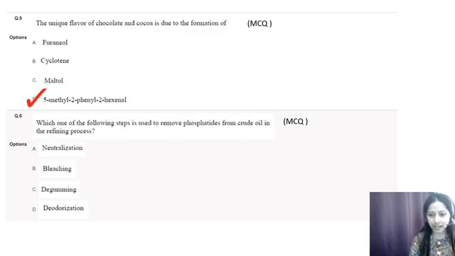Over here the alkali, for example sodium hydroxide, is used to neutralize the free fatty acids. And bleaching is a process which removes some of the chlorophyll content, or reduces the color content, and even reduces the soap or the gum traces or the metals, or even reduces the oxidizing products. And deodorization is the final step of the refining procedure. Over here the oil is heated to a high temperature which removes certain undesirable odors. So over here option number C, that is degumming, is the correct answer.